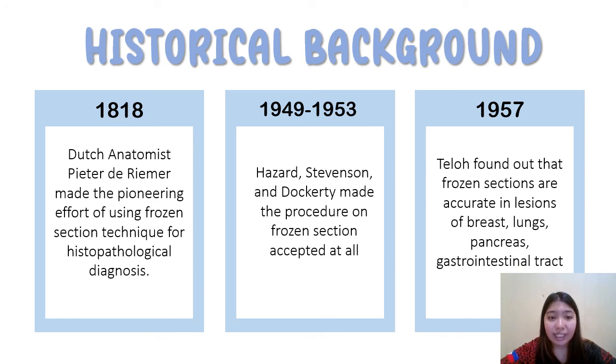He suggested that the section be subjected to a few drops of 95% alcohol and stained using the hematoxylin and eosin technique used for paraffin-embedded tissue sections. Slides prepared by this method can be preserved indefinitely. He also found out that frozen sections are accurate in lesions of the breast, lungs, pancreas, and gastrointestinal tract.